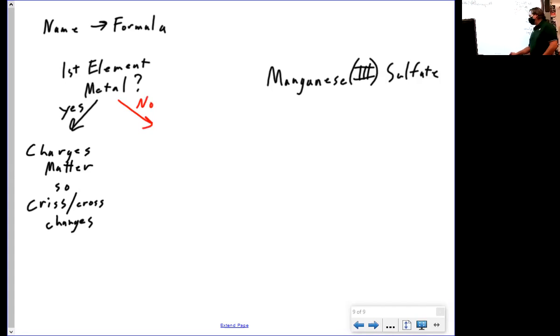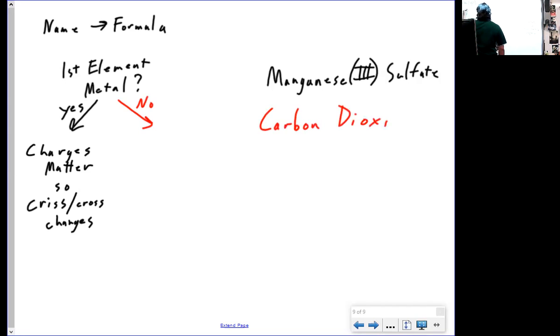let's look at an example. Let's say carbon dioxide. First element's carbon, that's to the right of the stair step. That means it's a non-metal. That means my charges don't matter. What that means is I'm going to use my prefixes to write the formula.